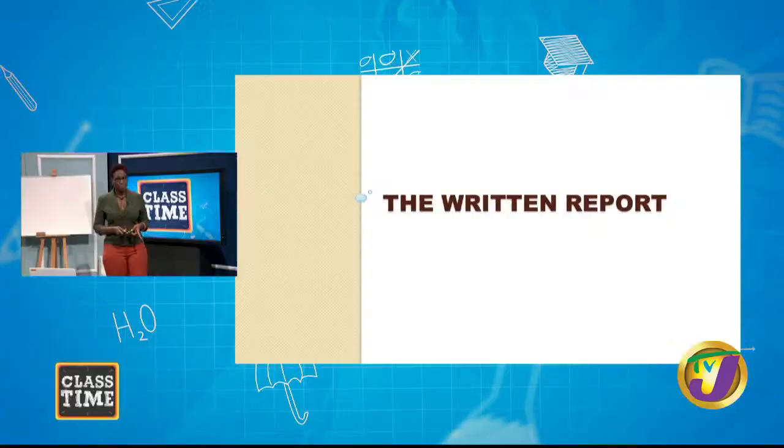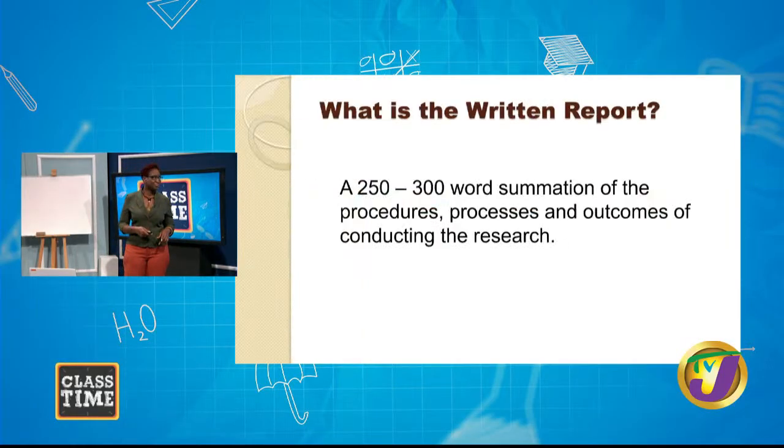So now for the written report. This is a 250 to 300 word summation of the procedures and processes and the outcomes of conducting the research. You have been doing a research, you have been learning how to do a research. So this is a point at which you're going to say how you have more or less understood the processes involved.